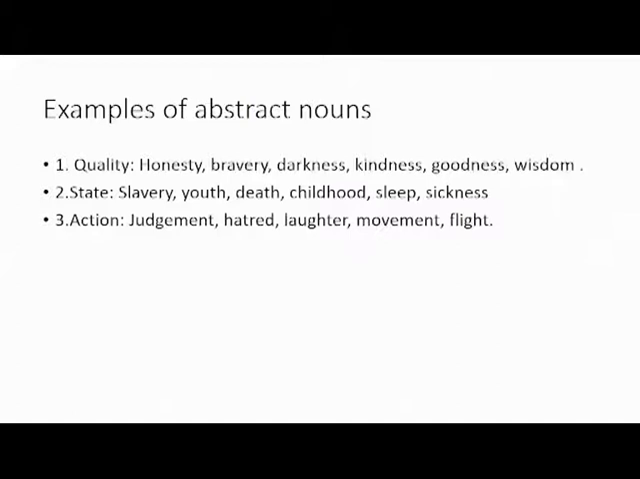So we have some examples of abstract nouns here. We have abstract nouns of qualities such as honesty, bravery, darkness, kindness, goodness, etc. We have abstract nouns of states such as slavery, sleep, childhood, etc. We have abstract nouns of action such as judgment, hatred, laughter, movement, and flight.